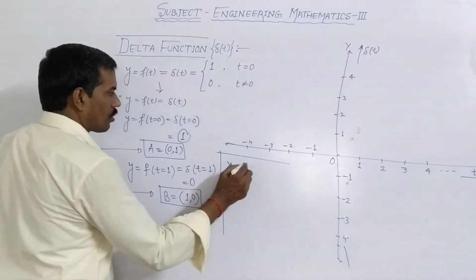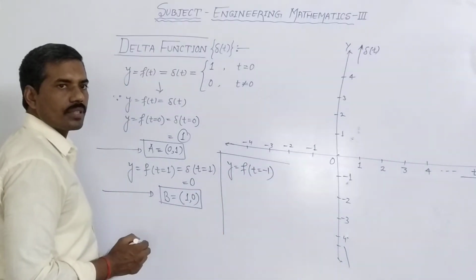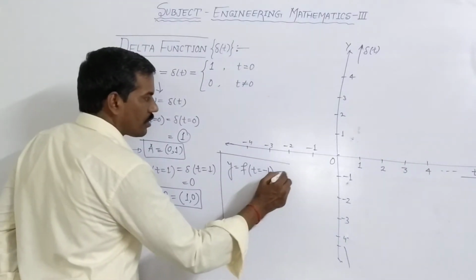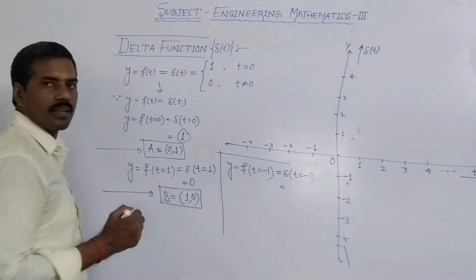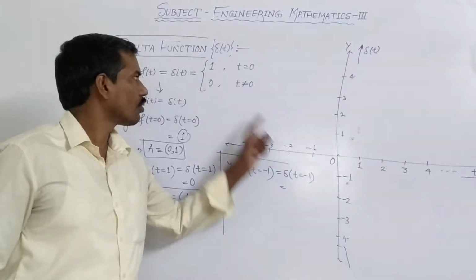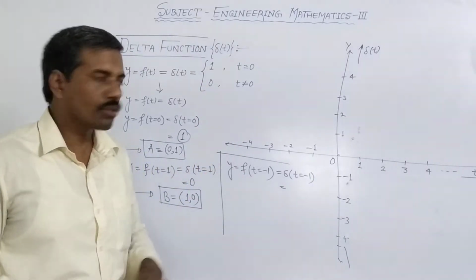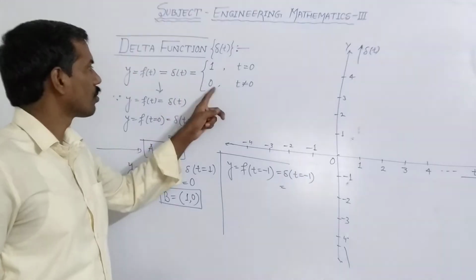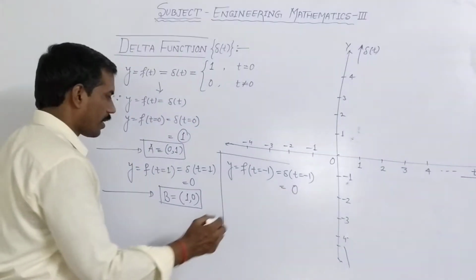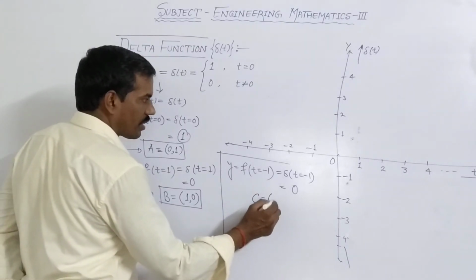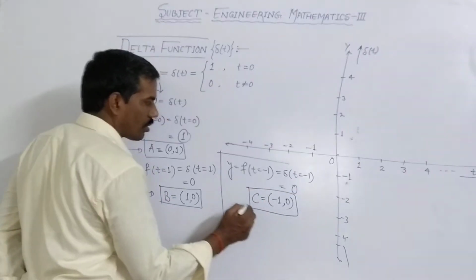Let y is equal to f of t, with t equal to minus 1. This is equal to delta of minus 1. Since t equal to minus 1 is not equal to 0, delta of minus 1 is equal to 0. We will get 0. Let that point be C. C is indicated as (-1, 0).